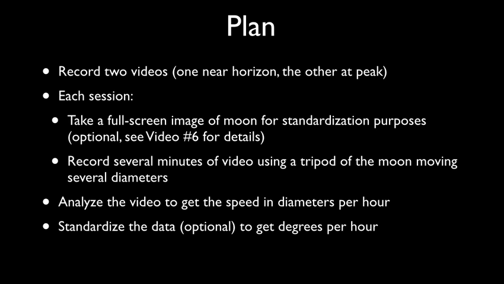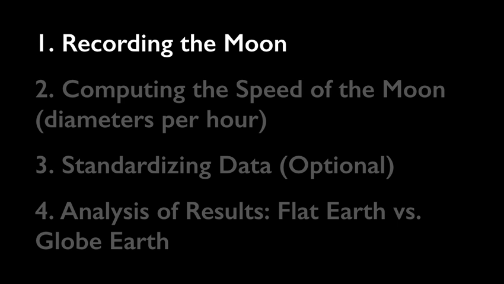The next step is optional, standardizing the data. This will convert your units to a standard measurement, degrees per hour. This will be helpful if you want to compare your results with others or with yourself at a later date. Lastly, we'll take a look at the 2 models for the shape of the Earth and describe how our measurements might relate to the flat Earth model or the globe model.